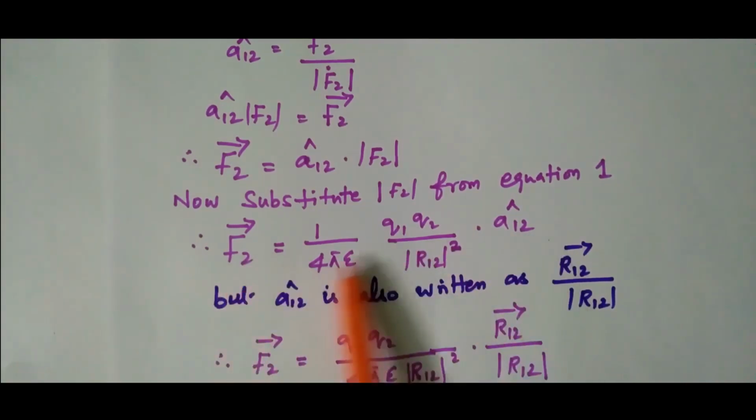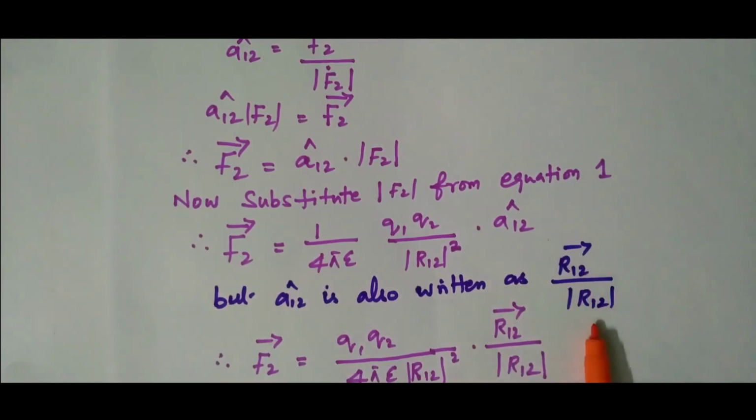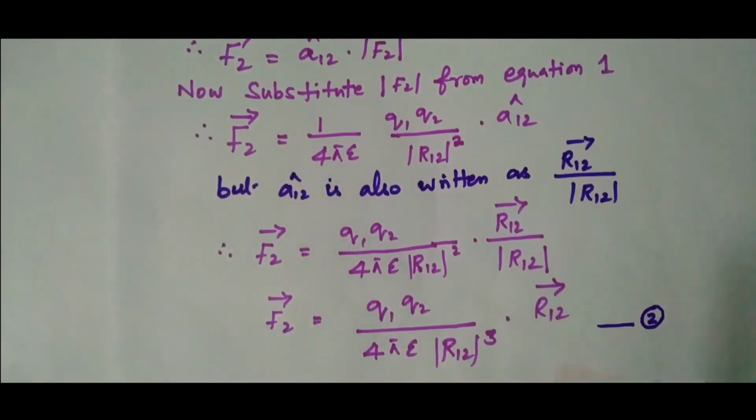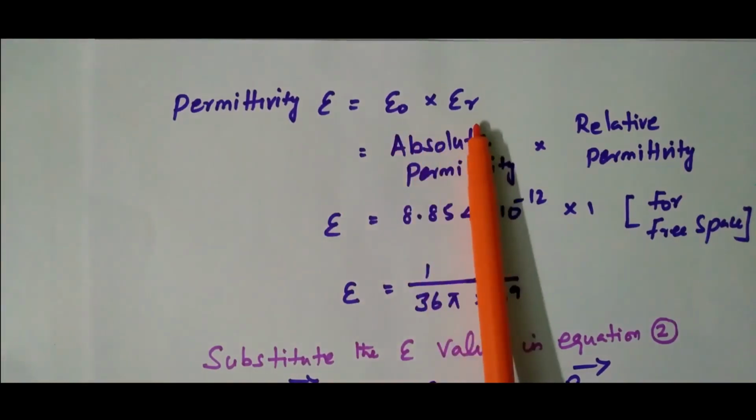Now it is in vector form, but A12 in another form is R12 vector by R12, in terms of the distance vector. So we can replace A12 by R12 vector by R12. Finally, F2 vector equals Q1 Q2 divided by 4 pi epsilon R12 cube into R12 vector. This equation number 2 is completely the vector form. Equation 1 is the scalar form. The value of epsilon, the permittivity, is epsilon naught into epsilon r.